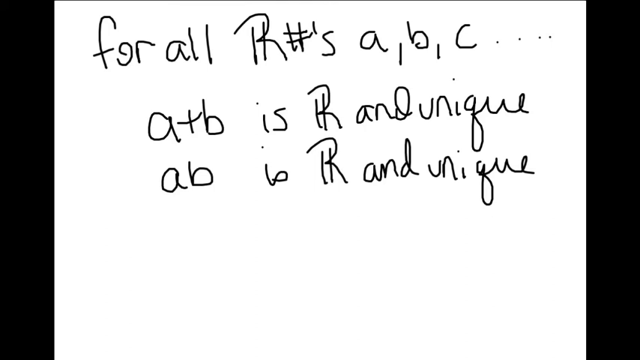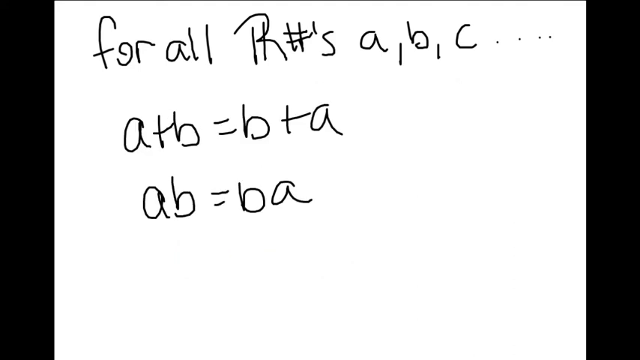And if you think about it, 2 times 3, your answer is 6. 6 is a real number, and you can't get 2 times 3 to be equal to anything other than 6. So we call this property closure. Closure means that it's kind of closed and inside. You don't have to go outside the circle of real numbers if you're going to do a plus b or a times b. So our first property of real numbers is closure, and that means that a plus b is real and unique, and a times b is real and unique.